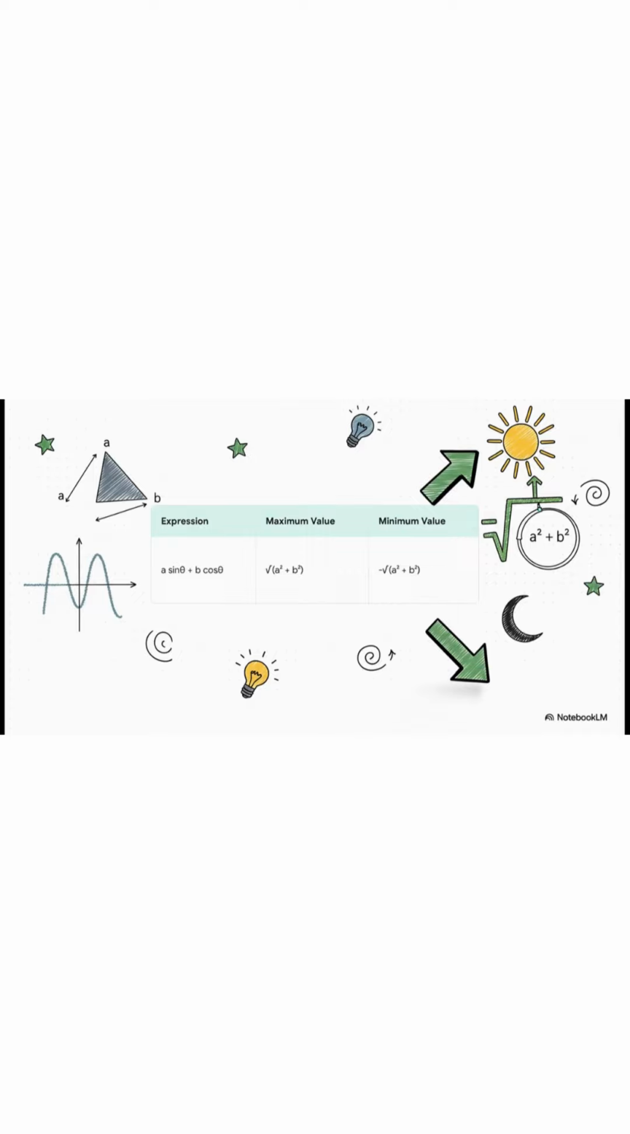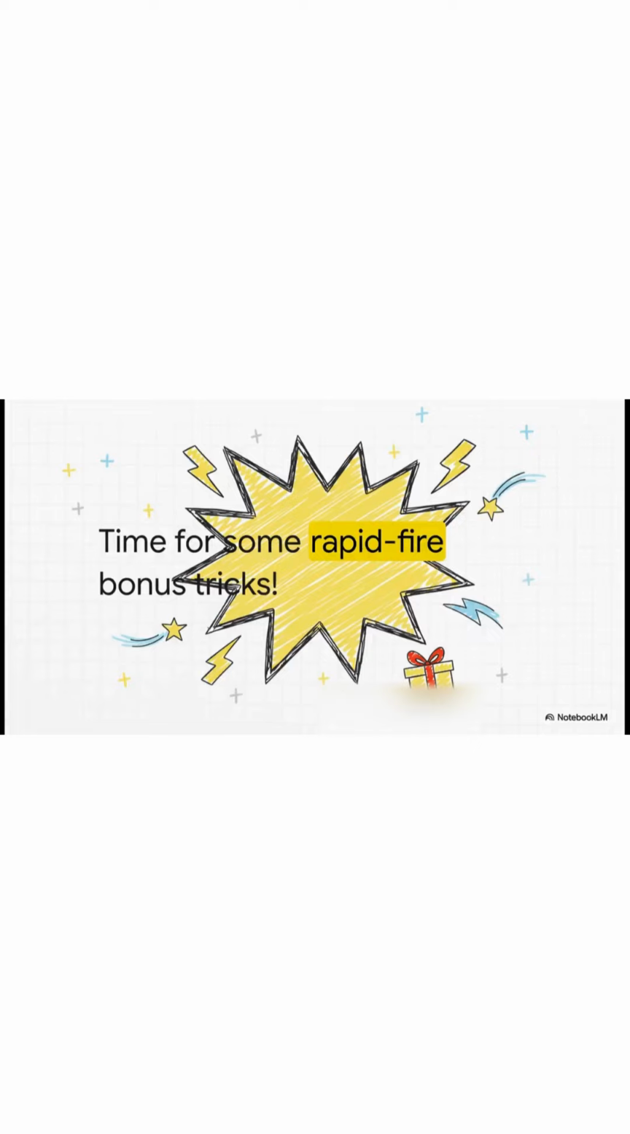All right, get ready for a really slick trig trick. Anytime you see an expression like a sine theta plus b cosine theta, you don't have to do any calculus to find its max or min. The maximum value is always the square root of a squared plus b squared. And the minimum? Just the negative of that. How cool is that?